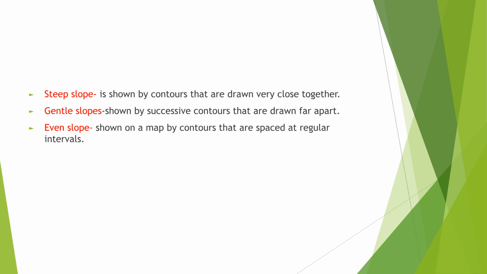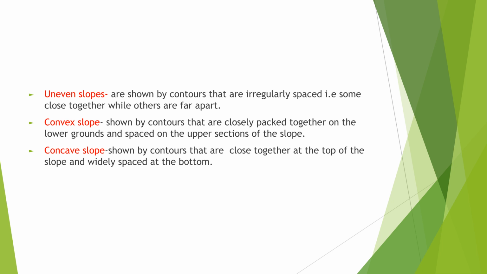A steep slope is shown by very close contours, while gentle slopes have contours drawn far apart. An even slope has contours spaced at regular intervals. Uneven slopes show irregular contour spacing. A convex slope has closely packed contours on the lower grounds and spaced contours above. A concave slope has close contours at the top and widely spaced contours at the bottom.